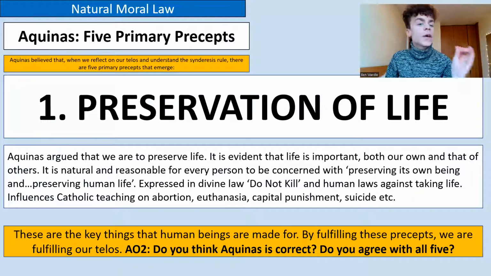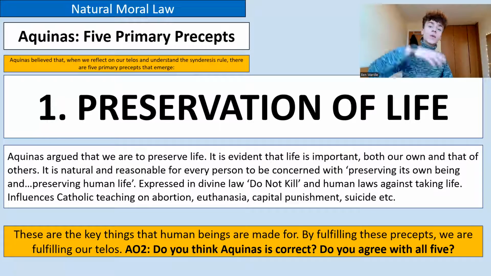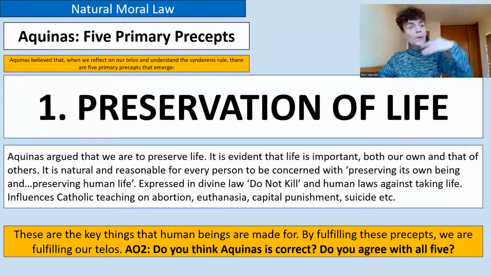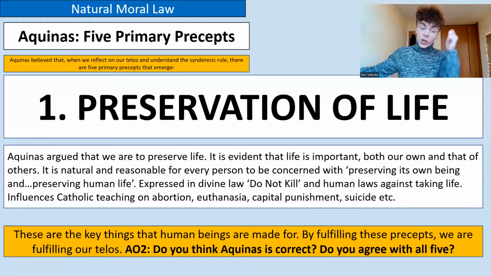Aquinas would say no, because it is a primary precept, although we will be looking at his idea of the doctrine of double effect, for example, in the case of self-defense a little bit later on. So prepare yourself for that. But yes, that is your first primary precept. It is the preservation of life.